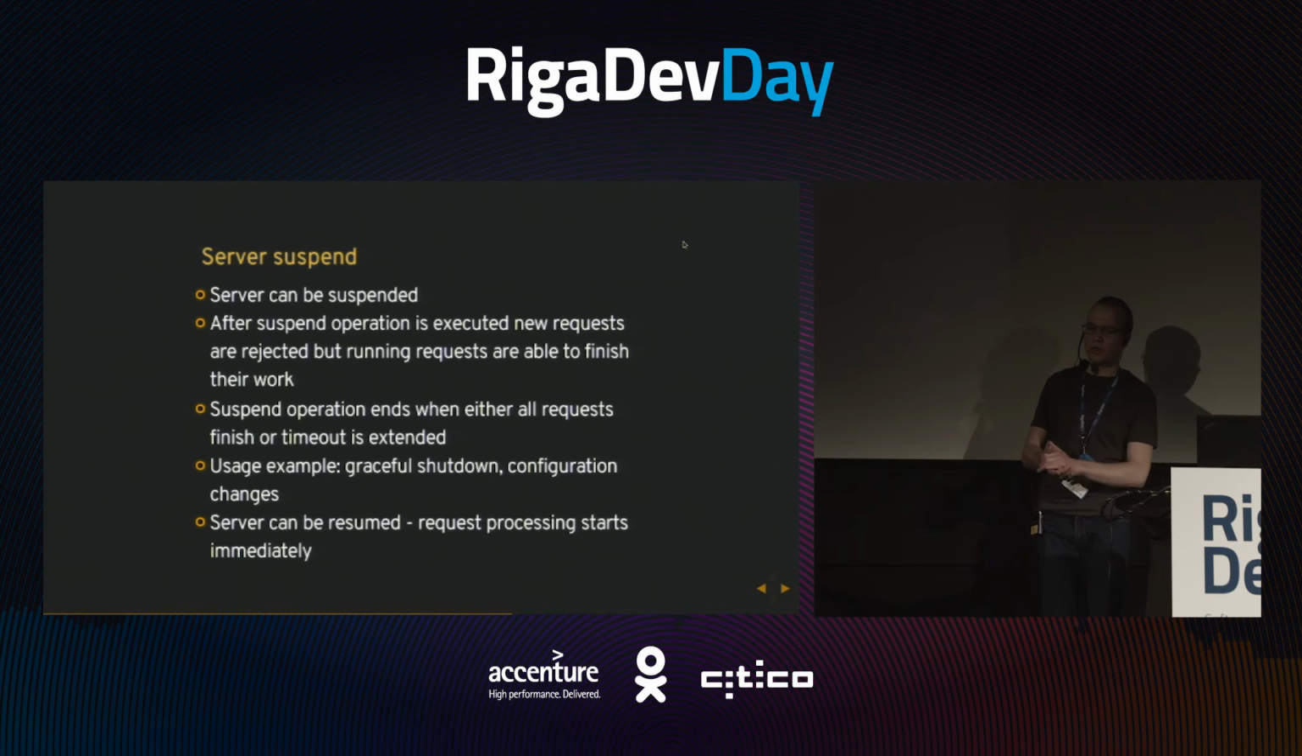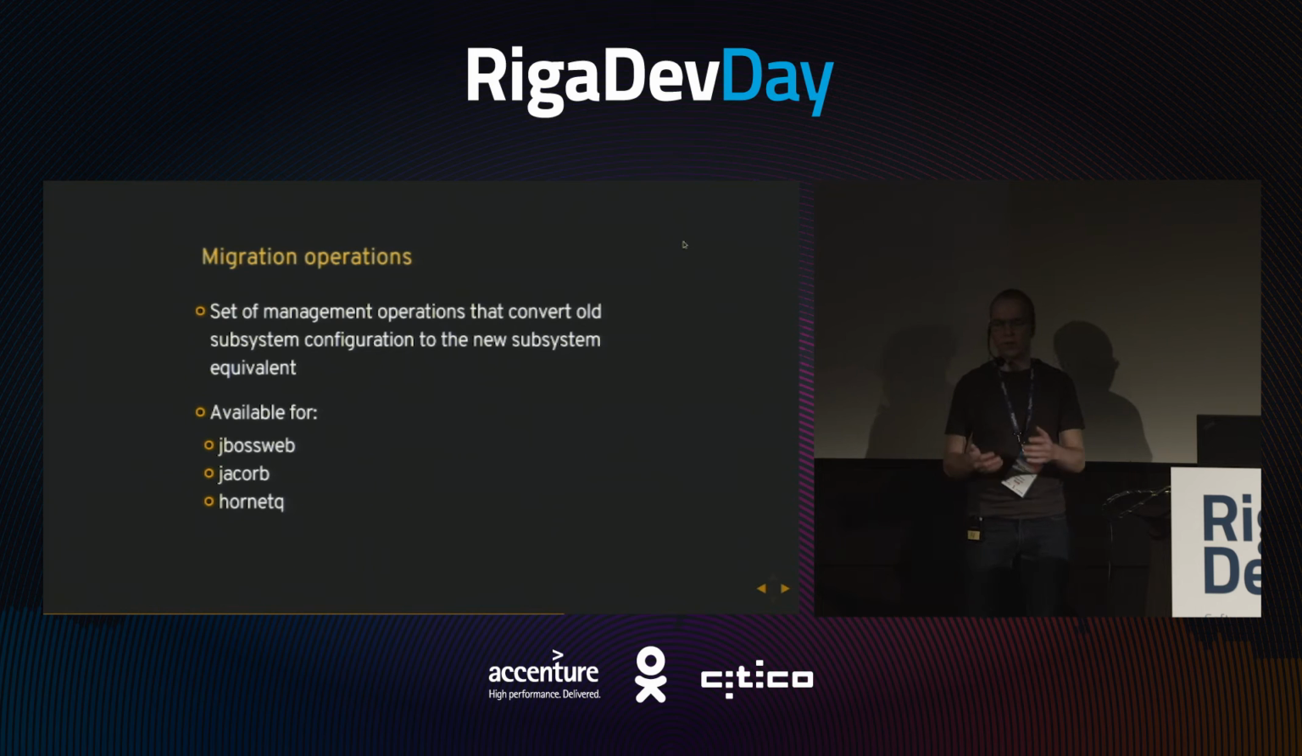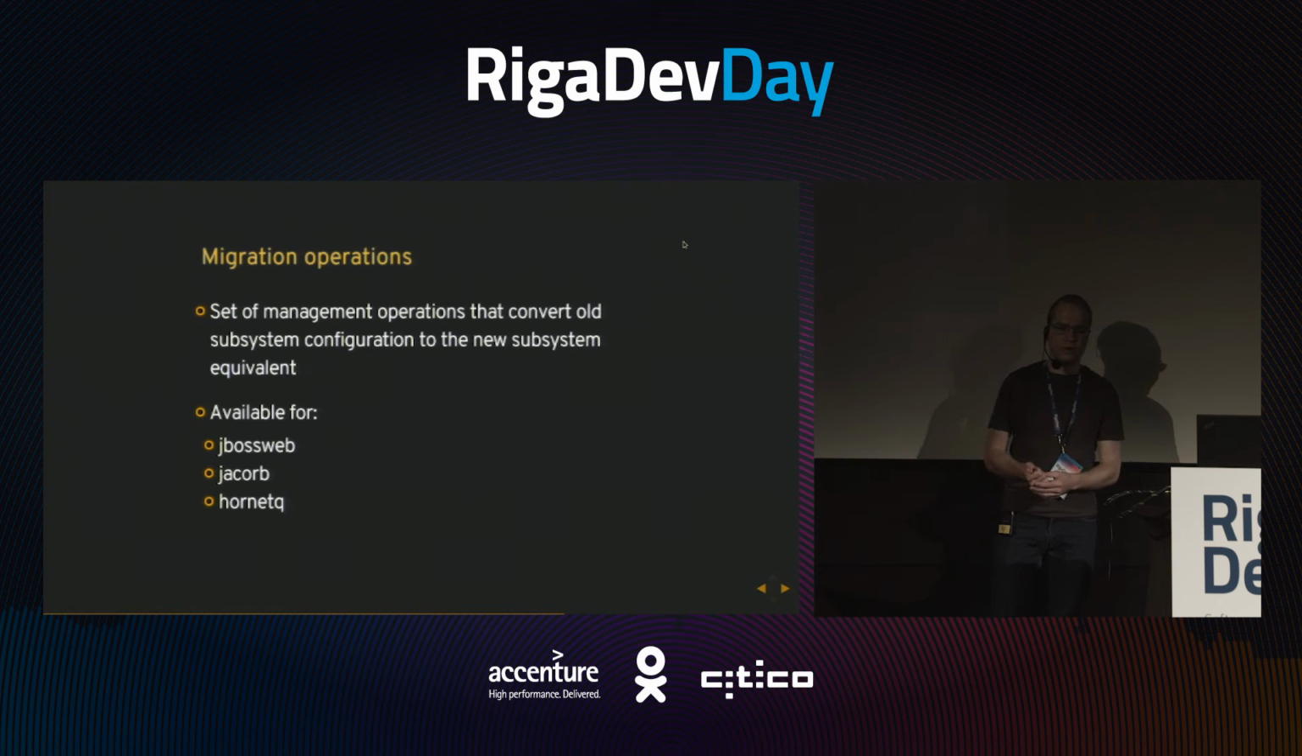Okay, this is another thing. Very practical, but just to let you know that it exists. Some subsystems were recently replaced. JBoss Web was replaced by Undertow. JacORB was replaced by OpenJDK. HornetQ was replaced by Artemis. The point is that the configurations have changed.